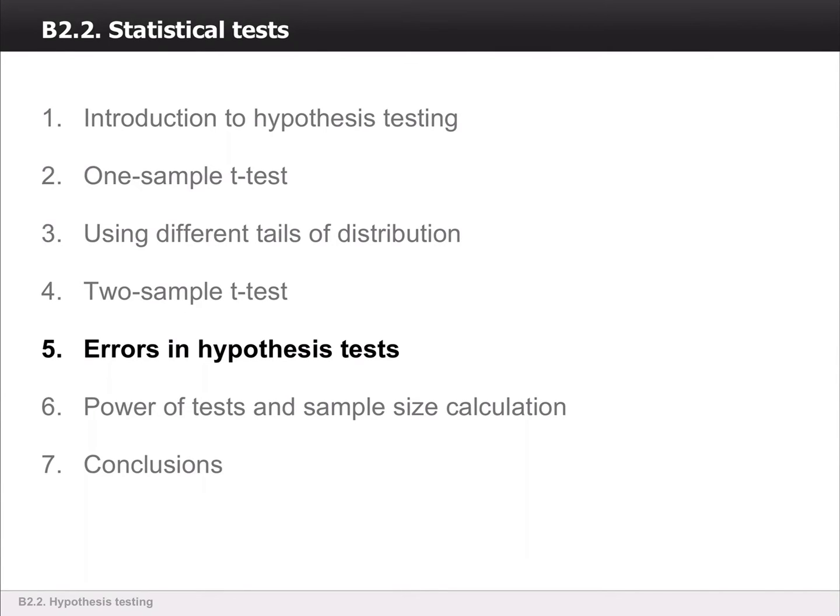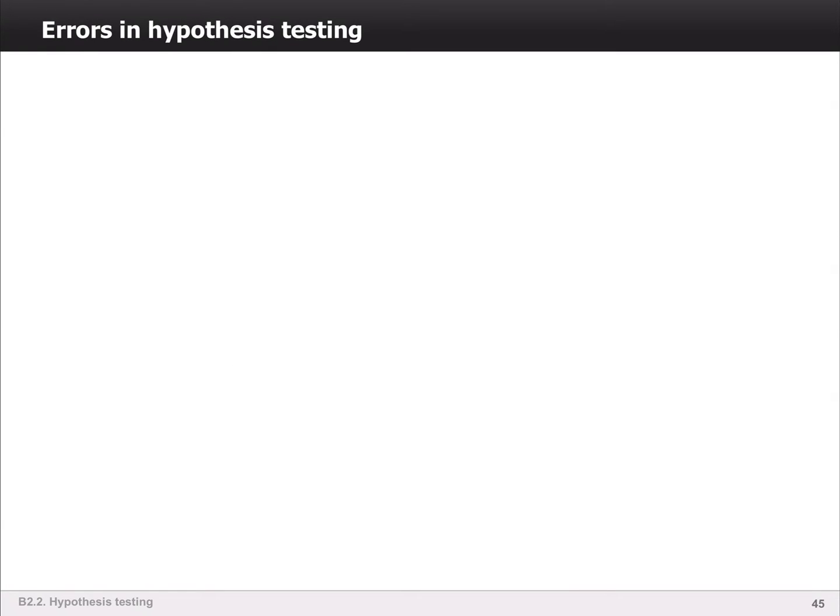Well, apparently p-value is a very important concept in statistical tests, and many people have some difficulties in understanding the p-value. But in fact, it's not the only outcome of statistical tests. There are actually some more, and that's what we are going to discuss in this part of the lecture. Well, let's talk about errors in hypothesis testing.